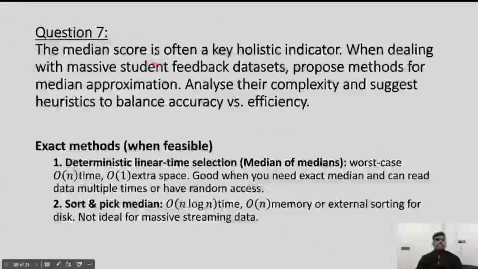Question number 7. The median score is often a key holistic indicator when dealing with massive student feedback datasets. Propose methods for median approximation, analyze their complexity and suggest heuristics to balance accuracy versus efficiency. Now, exact methods when feasible. Deterministic linear time selection, median of medians: worst case O(n) time, O(1) extra space. Good when you need the exact median and can read data multiple times or have random access.